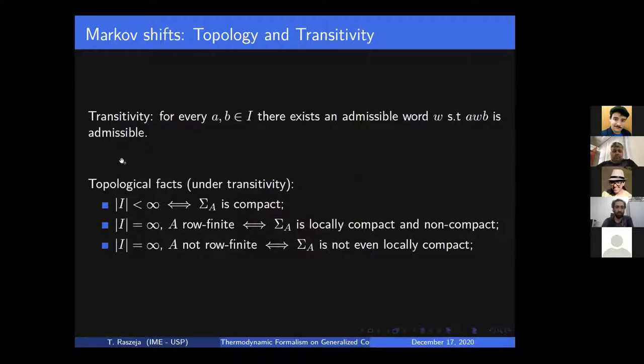And there are some topological facts here. First, if the alphabet is finite, we have a compact shift space. If it's not finite, but we have a row finite matrix, it's not compact, but at least it is locally compact. And in the most general case, when it's not row finite, we don't even have local compactness. This is important because it's quite difficult to use topological measure theory results when you don't have a locally compact space. However, for the generalized Markov shift space, you can do that because it's always at least locally compact.